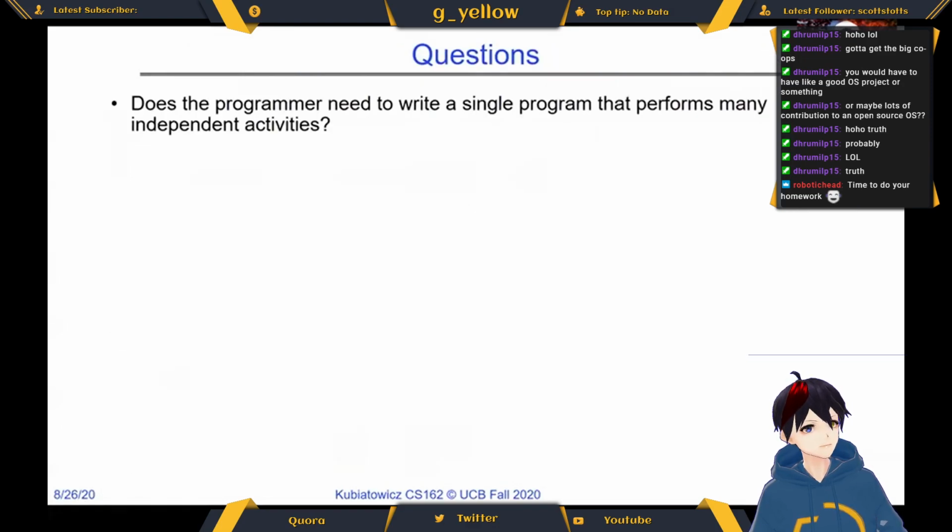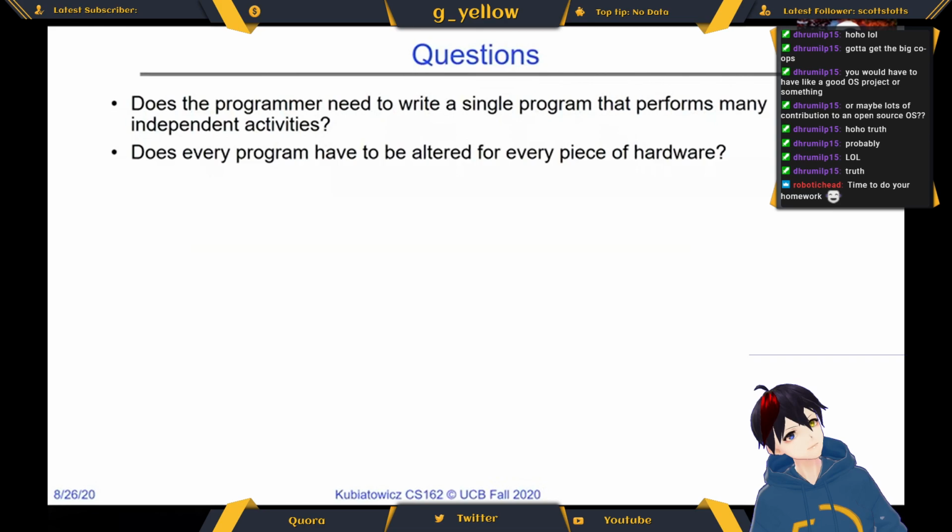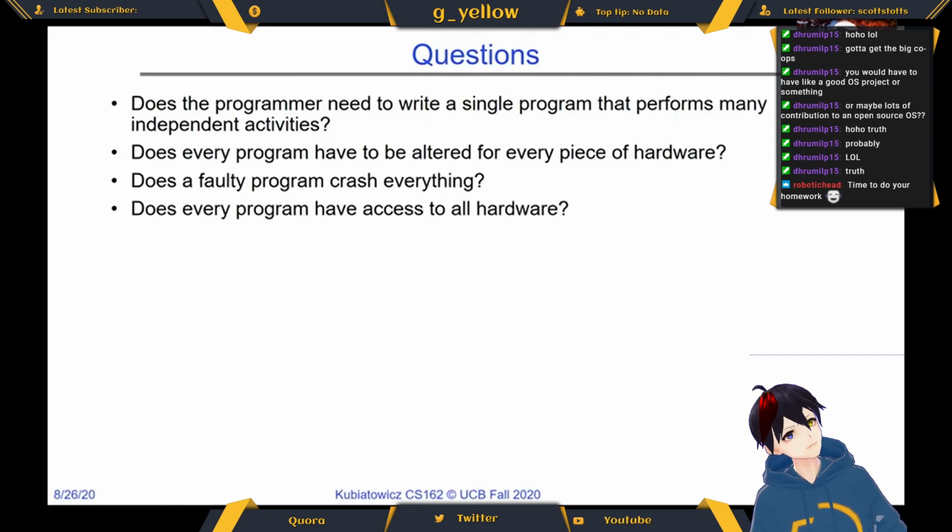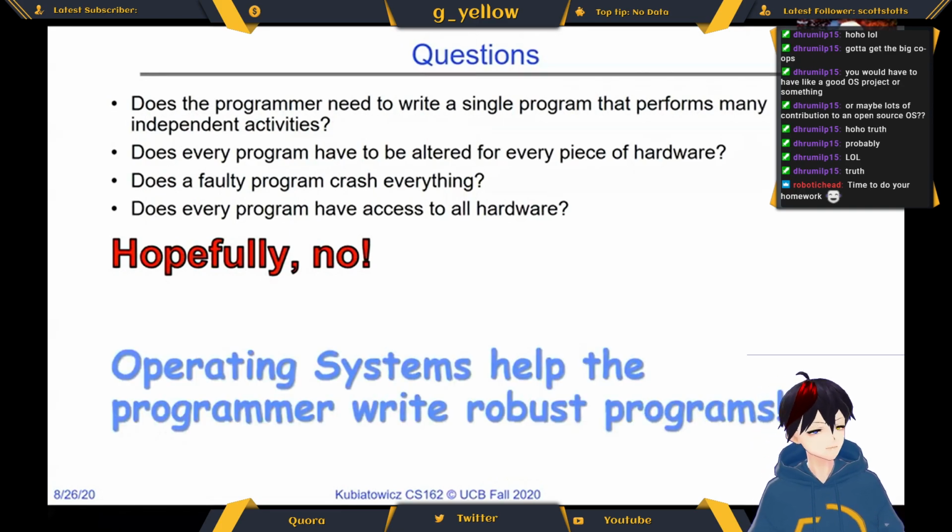Does a programmer need to write a single program that performs many independent activities and deals with all hardware? Does every program have to be altered for every environment? Does a faulty program crash everything? Does every program have access to all hardware? Hopefully the answer to this is no, and we'll learn as the term goes on. Operating systems basically help the programmer write robust programs.